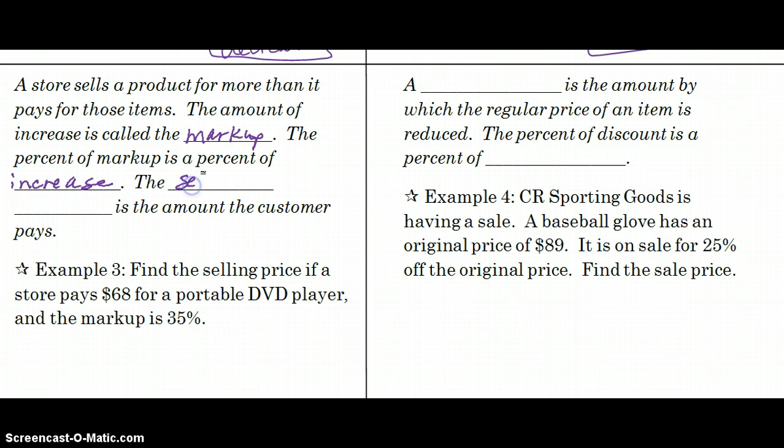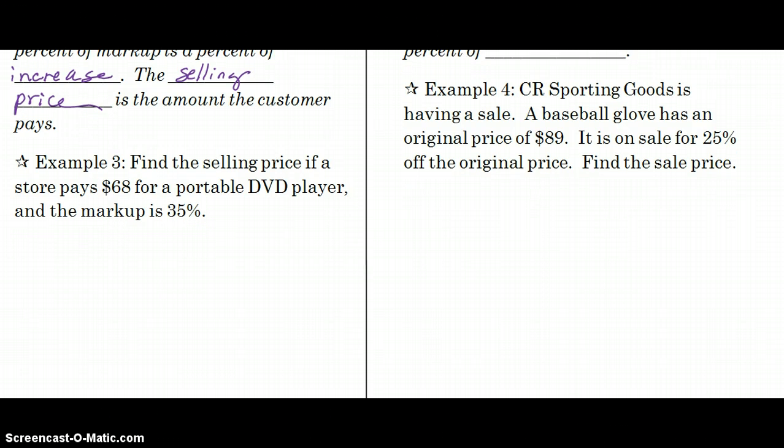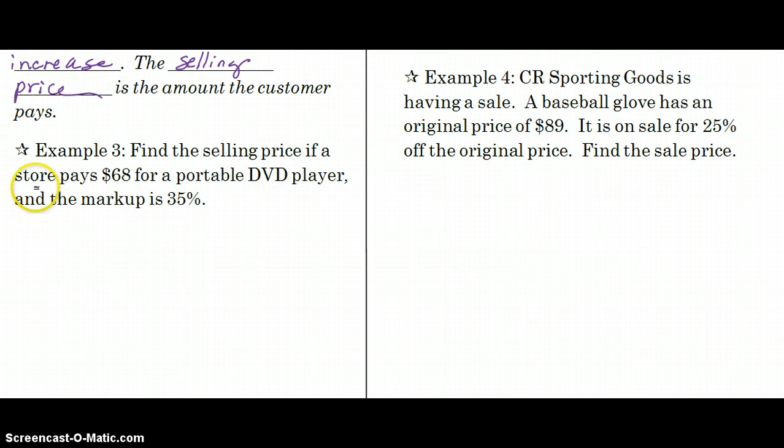And then the selling price is the amount that the customer is going to pay. So let's look at an example where a store has marked up a price. Find the selling price if a store pays $68 for a portable DVD player, and then they mark it up 35%. So we already know our percent is 35. Let's put that in decimal form because we're going to have a fraction that we're working with on the right, and it always gives it to us in decimal form.